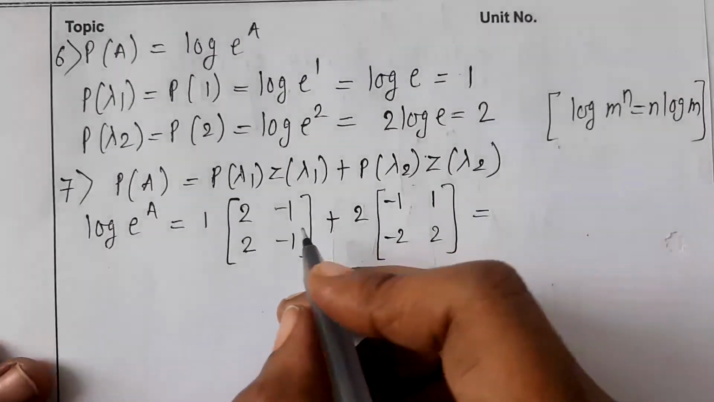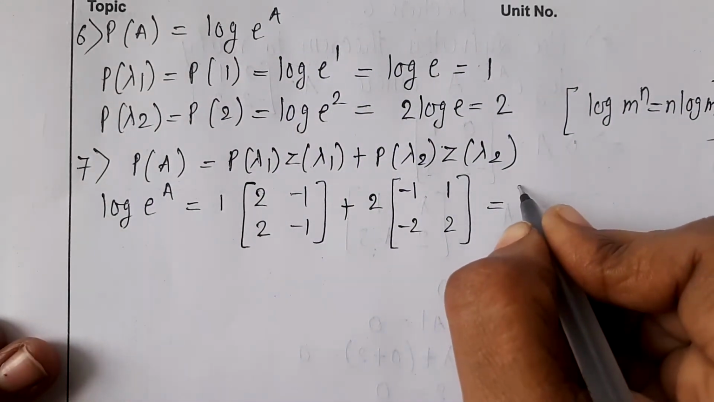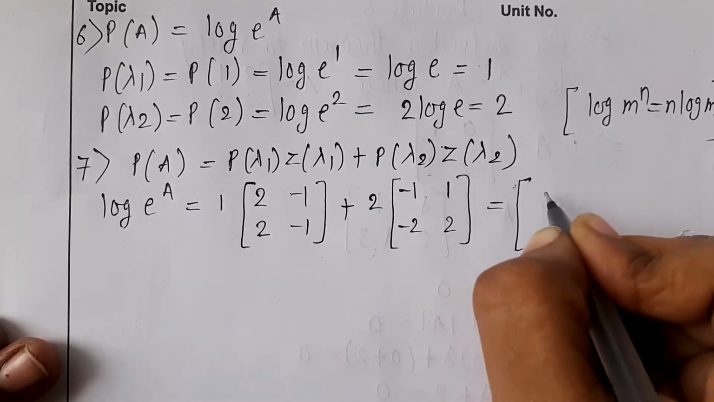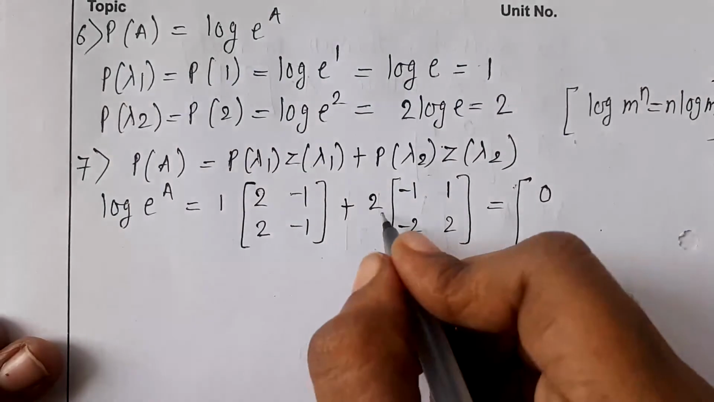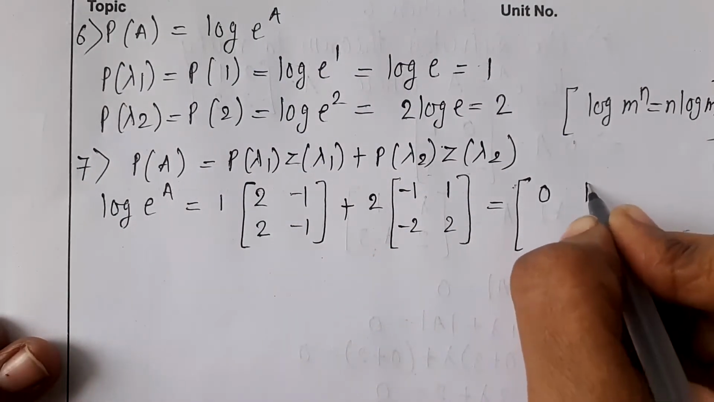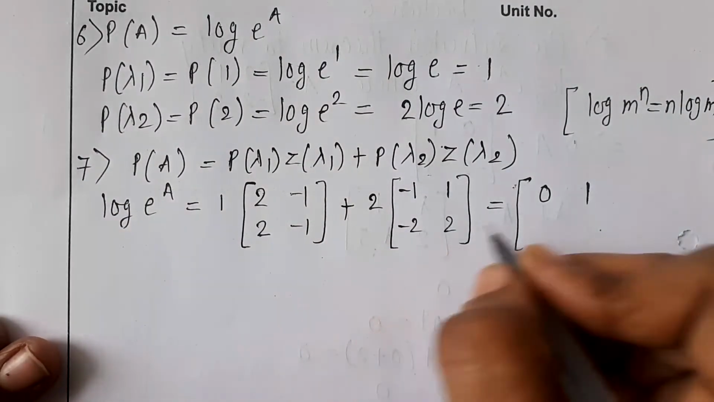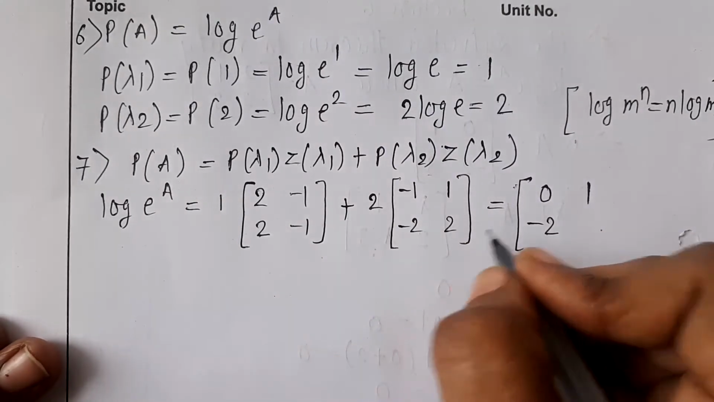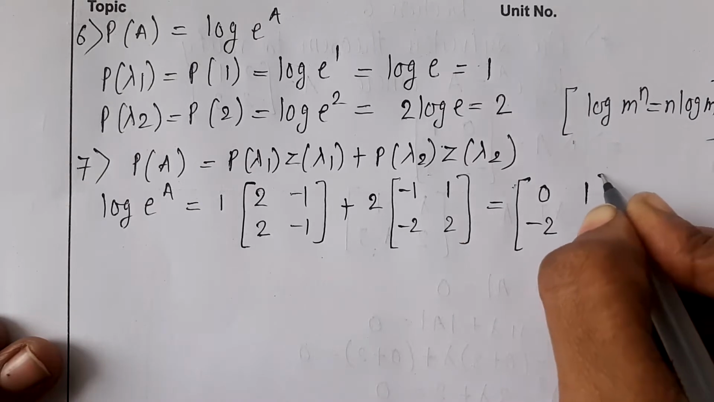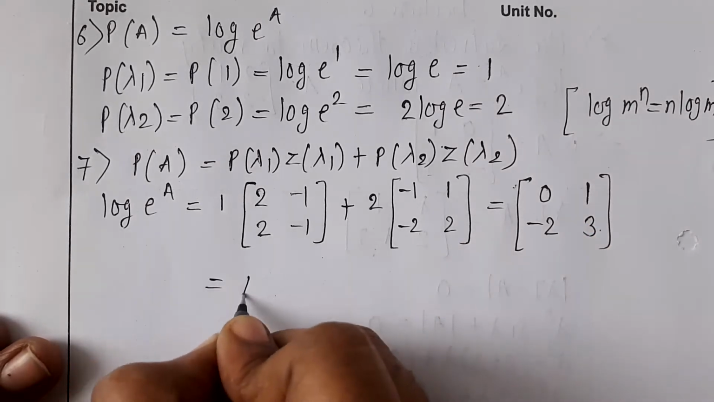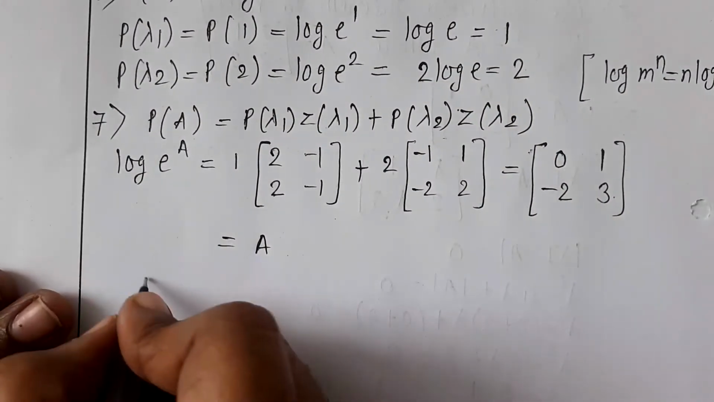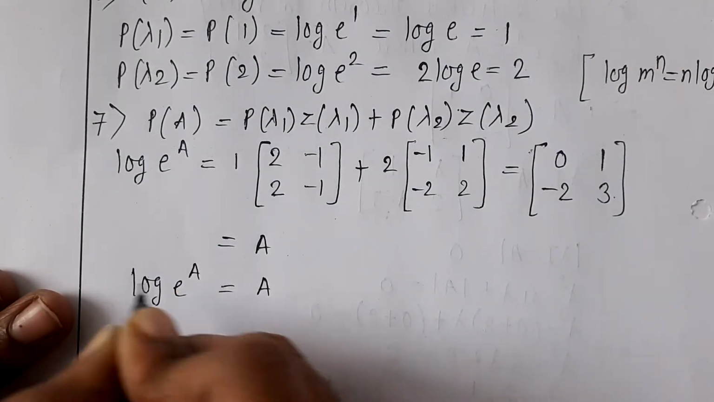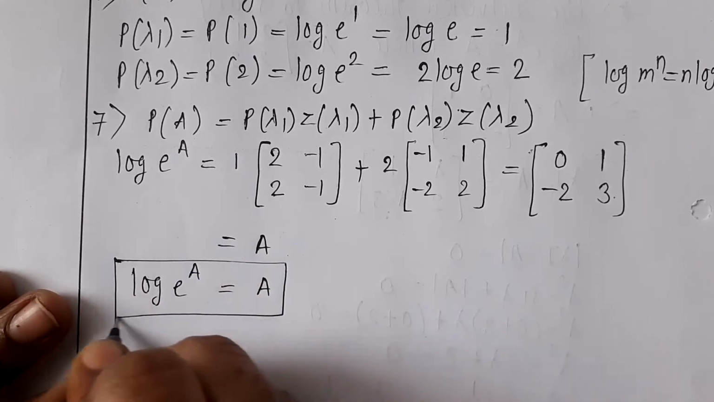Simplify it further. 2 minus 2 is 0, then 0, then minus 1 plus 2 is 1. 2 minus 4 is minus 2, and 1 minus 1 plus 4 is 3. So this is nothing but the given matrix A. So we obtained the result log of e to the power A is equal to A. This is the final result.